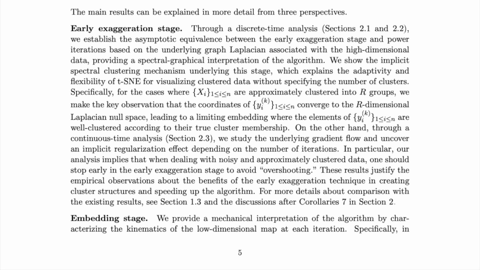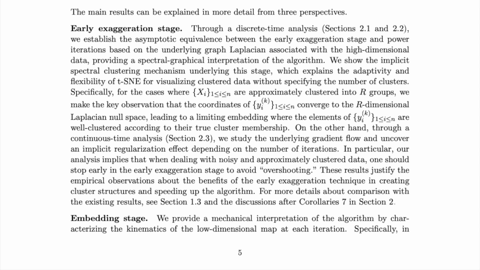Specifically, for the cases where x_i, 1 ≤ i ≤ n, are approximately clustered into R groups, we make the key observation that the coordinates of y_i^k, 1 ≤ i ≤ n, converge to the R-dimensional Laplacian null space, leading to a limiting embedding where the elements of y_i^k, 1 ≤ i ≤ n, are well clustered according to their true cluster membership.